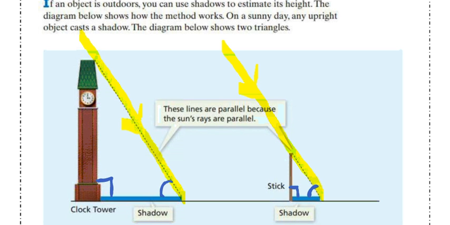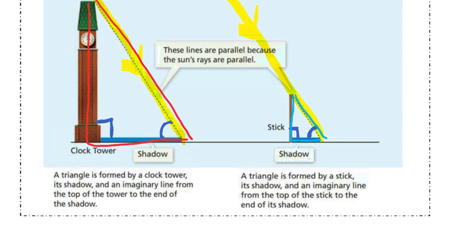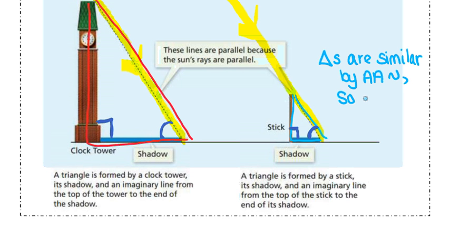Now you should be able to see that these two triangles that are formed, one of which I just made red, and the other of which I just made blue, are going to be similar by angle-angle similarity. And this should look familiar, because once the triangles are similar by angle-angle similarity, the sides are going to be proportional.